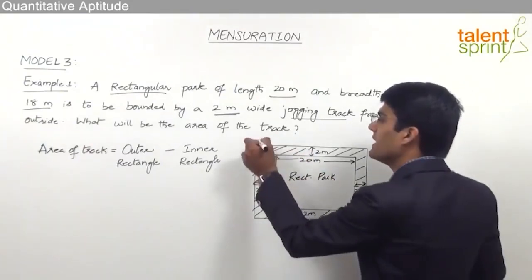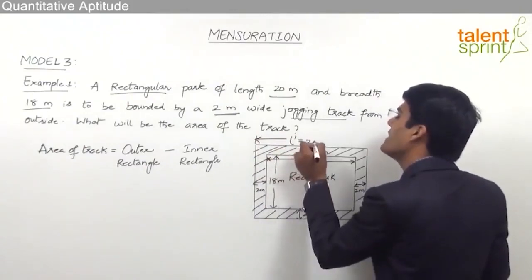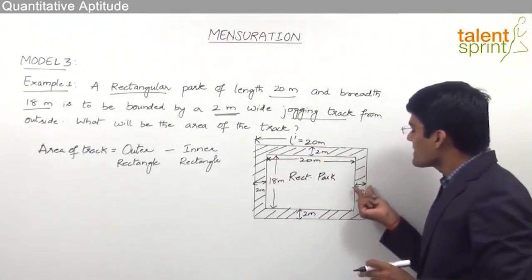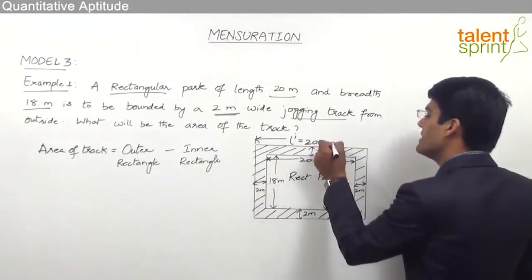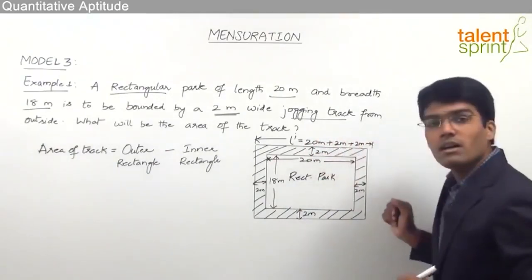Now if you observe, the length of the outer rectangle, let us take it as L dash, will be equal to the 20 meters length, that is the length of the park, plus 2 meters extension on right side and 2 meter extension on left side. So 20 meters plus 2 meters plus 2 meters. This is going to be the length of the outer rectangle.